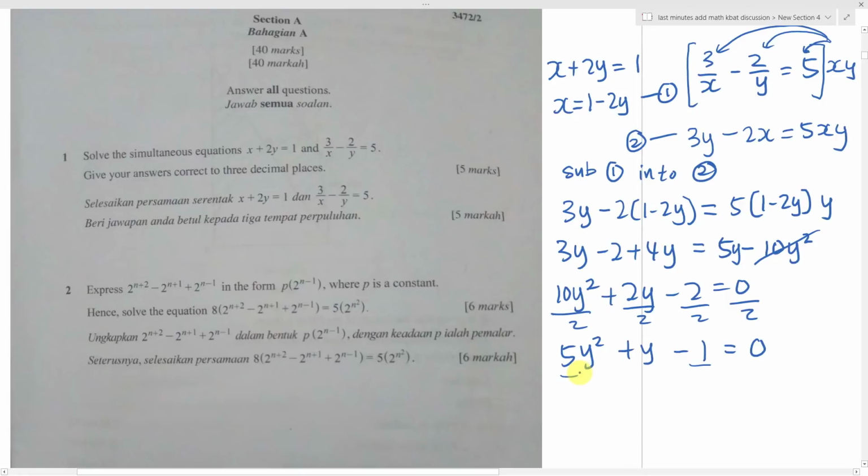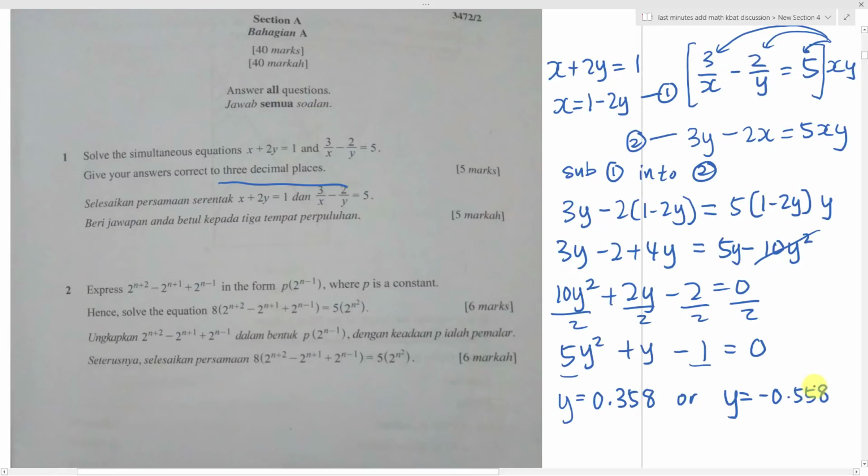Okay, so I'm going to use the calculator quickly. I hope all of you know how to use the calculator. Basically, you just do the EQN function over here. So A will be 5, B will be positive 1, and C will be negative 1. They ask us to give the answer in 3 decimal places, so we already know they want us to use the calculator to solve. So it will be 0.358, or the second answer will be negative 0.558.